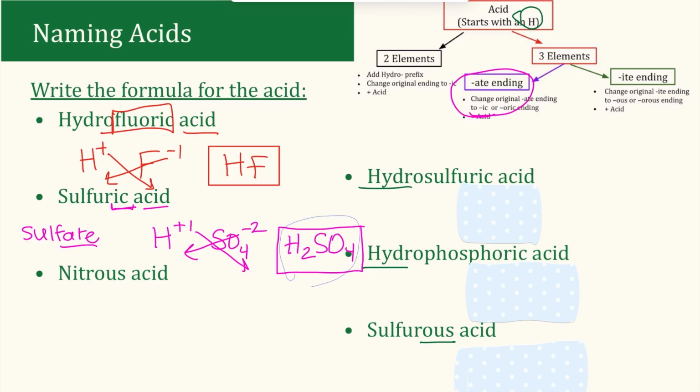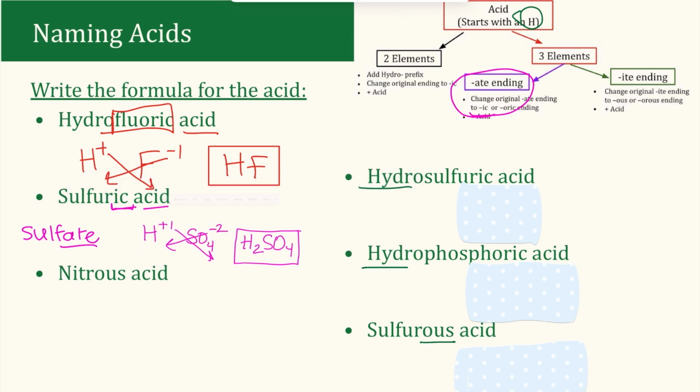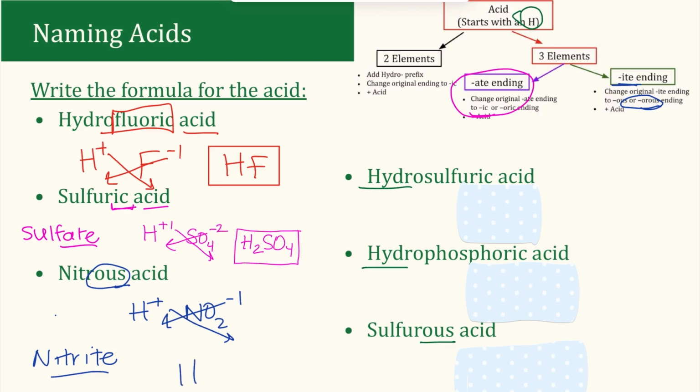All right, nitrous acid. Again, there's not hydro on the name. So that means I'm looking at which of my nitrogen polyatomics it is. Is it nitrate or is it nitrite? But that OUS ending is what I use if my polyatomic ended with ITE. And so this is going to be an acid formed with hydrogen and nitrite. So we've got hydrogen, which is +1. Nitrite is NO2 with a -1 charge. So we drop and swap, and we get HNO2.